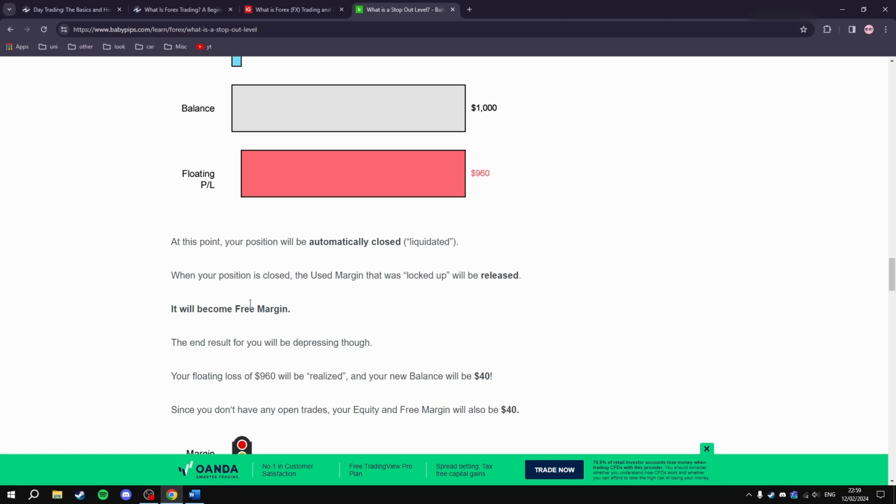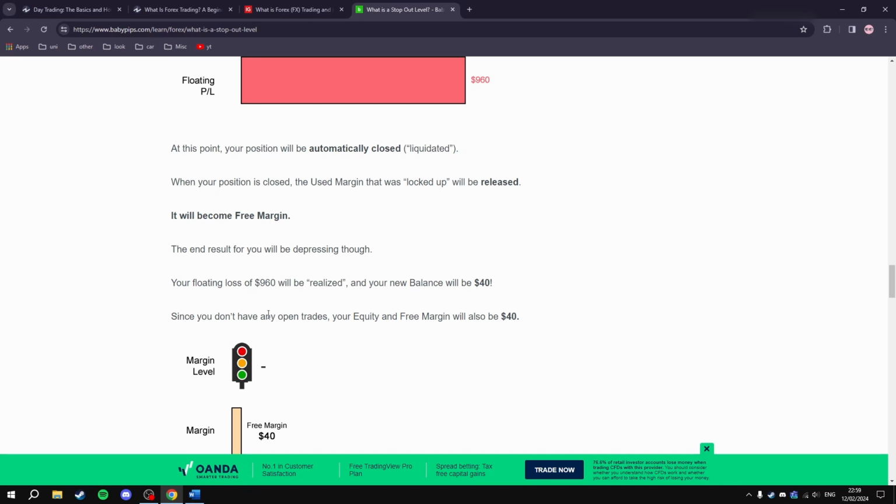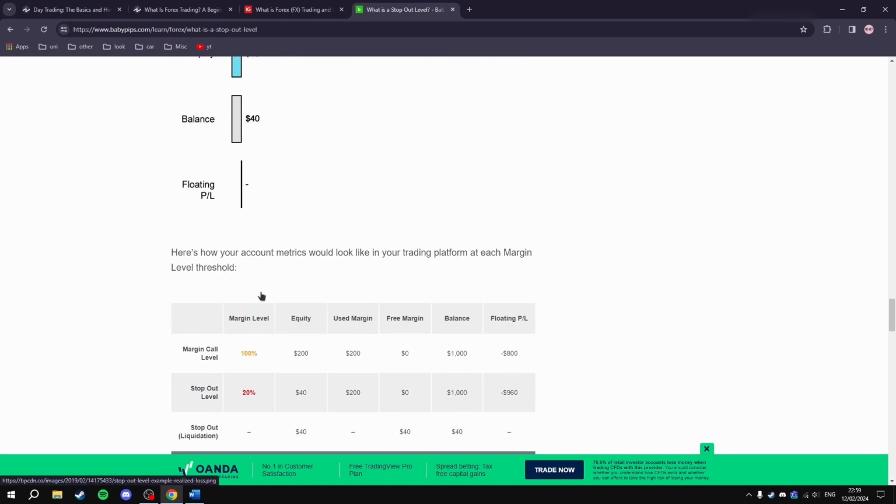When your position is closed, the used margin that was locked up will be released. It will become free margin. The end result for you will be depressing though. Your floating loss of $160 will be realized and your new balance will be $40. Since you don't have any open trades, your equity and free margin will also be $40.